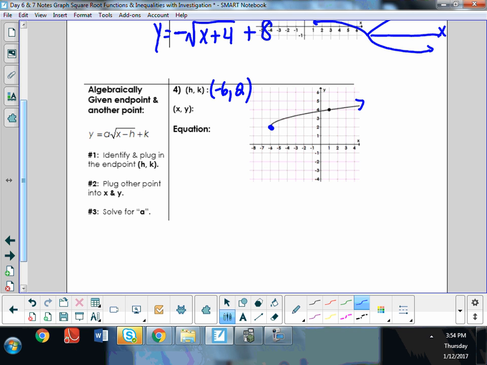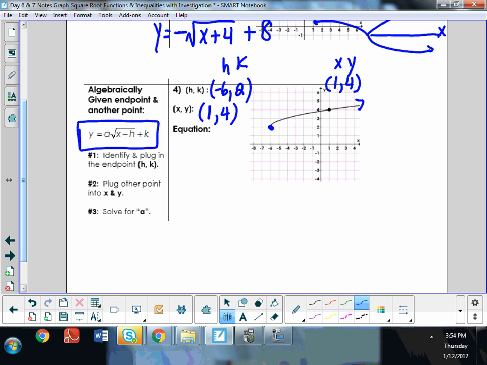So I need another point on my graph. So they're giving me the point 1, 4 as an x and y. So here's my h and k. I have another point. And so you guys did this in the quadratics unit. I can use an h and k and another point on the graph, x and y, to figure out what my a value is. So I'm going to set this up.